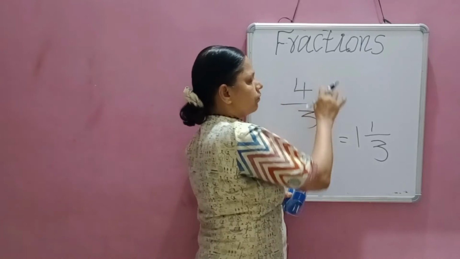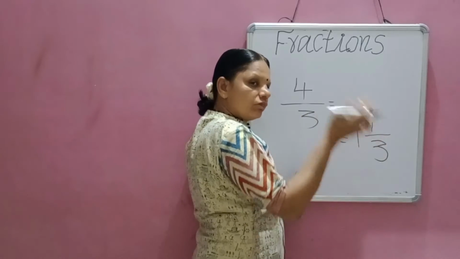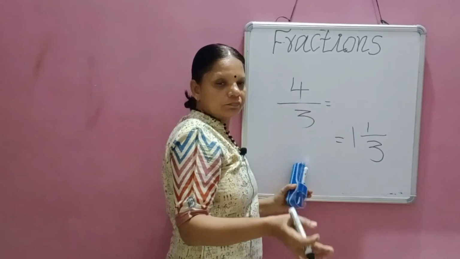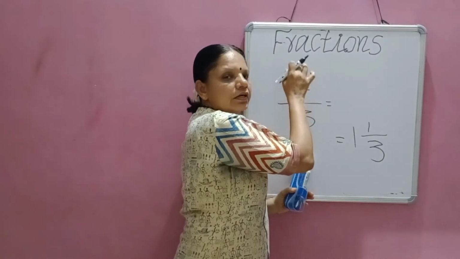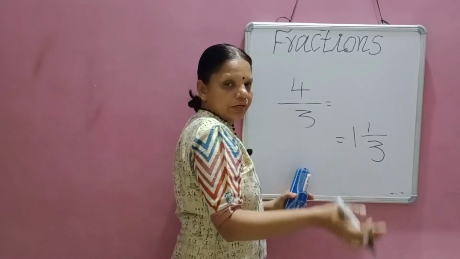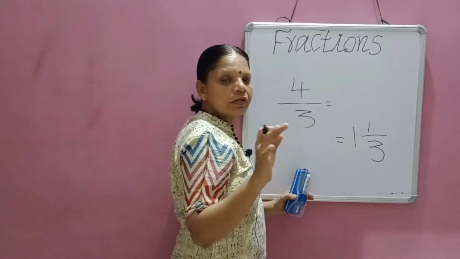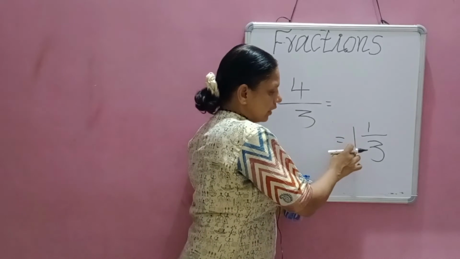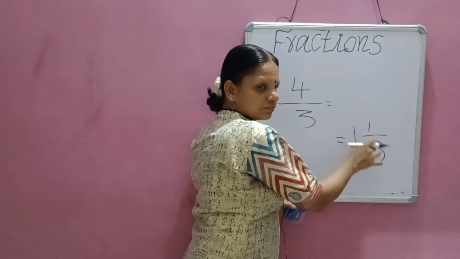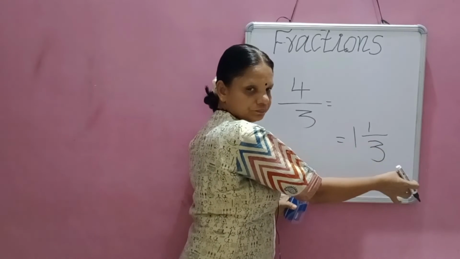This type of fractions are called improper fraction. So what is proper fraction? When numerator is less than denominator. When numerator is greater than denominator, it is called improper fraction. But it is a fraction because its value is not equal to an integer. Its value will be greater than 1 but less than 2. So this value is in between the integers 1 and 2.